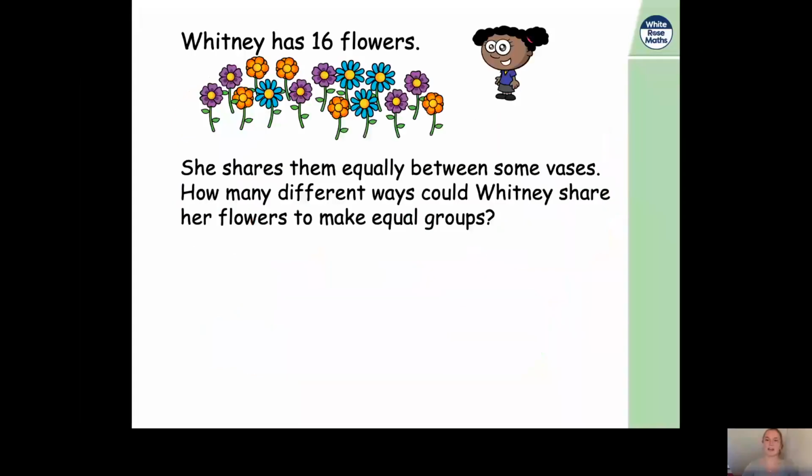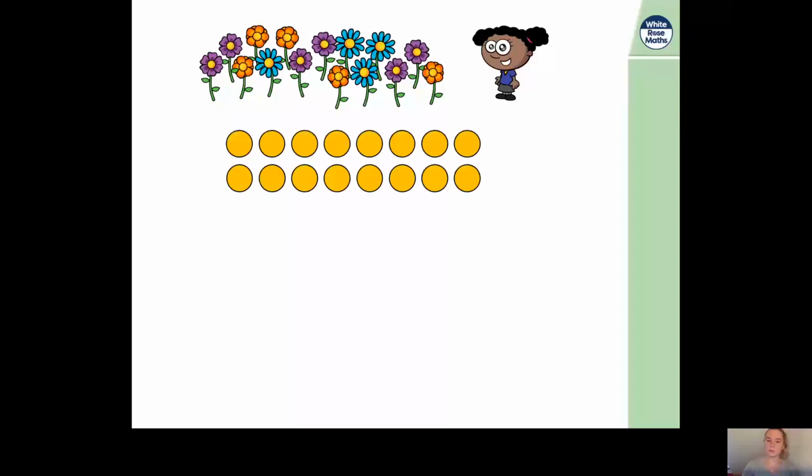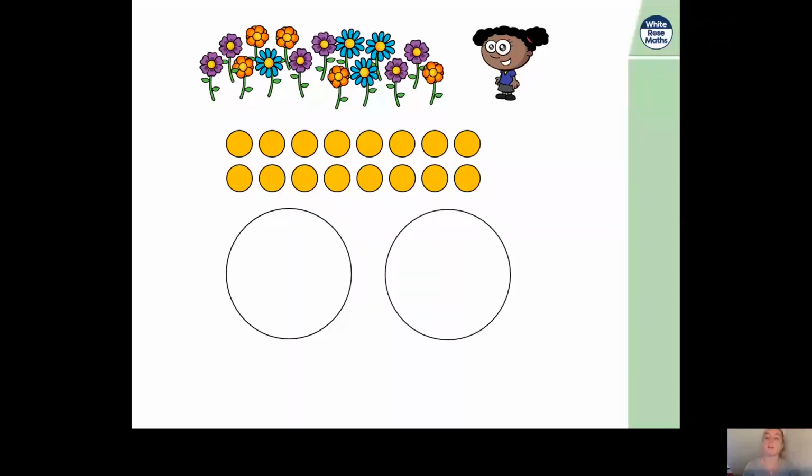Brilliant. Now here's another question. So Whitney has 16 flowers. She shares them equally between some vases. How many different ways could Whitney share her flowers to make equal groups? So we're going to start with 2 vases, okay, and the 16 counters represent the 16 flowers.